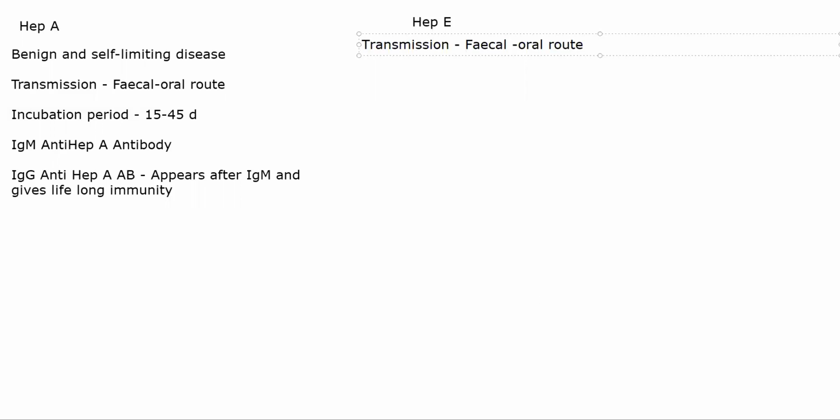Now, this will also cause an acute infection. Hepatitis A and hepatitis E are incapable of causing chronic infection, meaning both of them will not go on for a long period of time causing chronic symptoms. Both of them will only have acute infections. This is also an ssRNA virus.